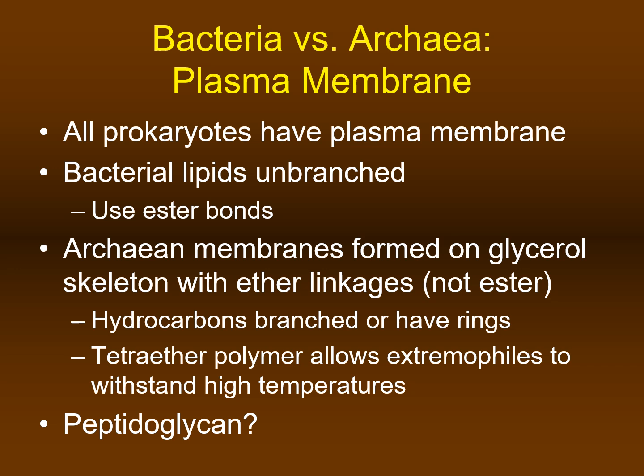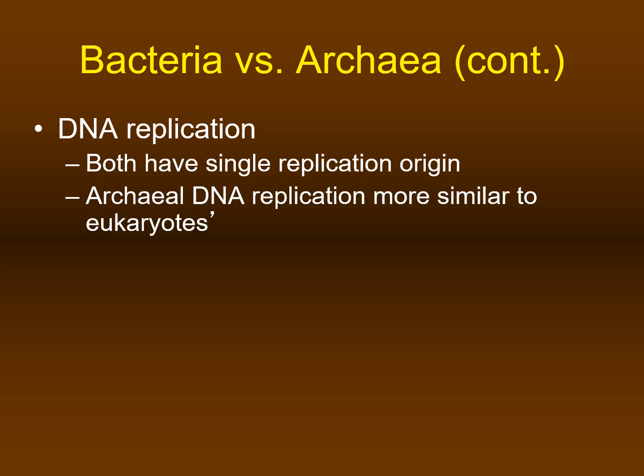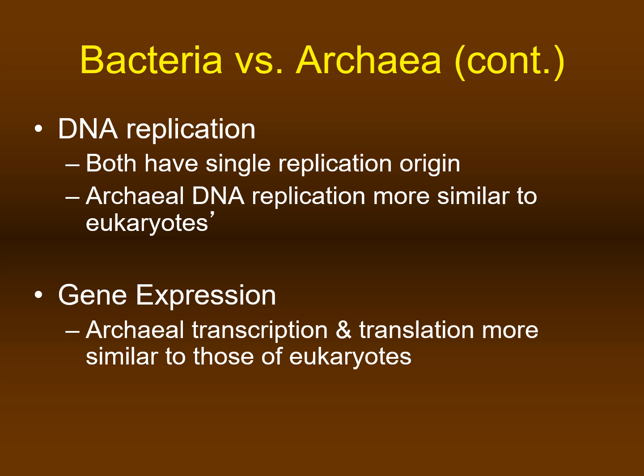Some bacteria have a peptidoglycan cell wall. Archaeal cell walls can contain peptidoglycan or can be formed by other carbohydrates. Both bacteria and archaea have a single origin of replication. However, the mechanism of replication of archaeal DNA is much closer to the mechanism of replication in eukaryotes. The same can be said about the process of gene expression in archaea, which more resembles gene expression in eukaryotes rather than in bacteria.